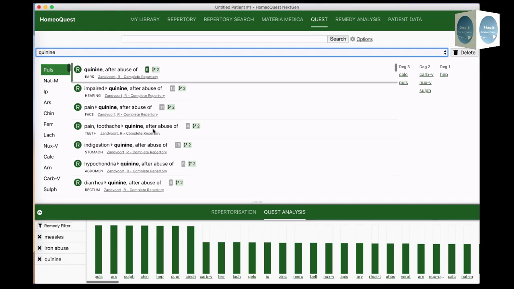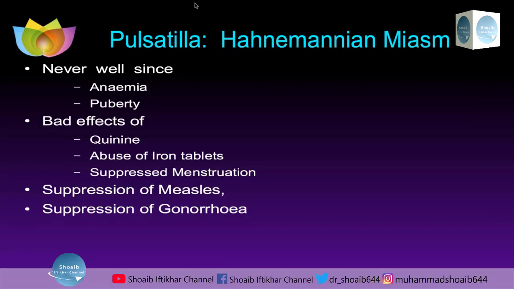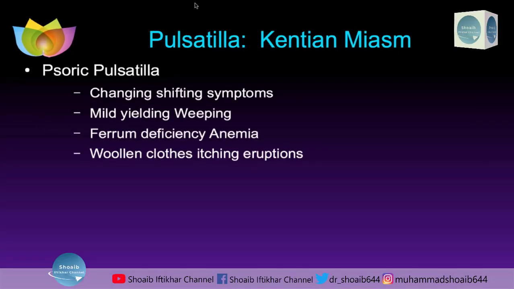So this is a beautiful way of studying, and this is exactly what I'm talking about. When you look at the Hahnemann miasm, you cannot underestimate the non-nosodes, and here it is with pulsatilla. All right, let's now go and look at the Kent miasms and pulsatilla with the Kent perspective. So in the Kent miasm, we have a psoric pulsatilla, a sycotic pulsatilla, and a syphilitic pulsatilla.